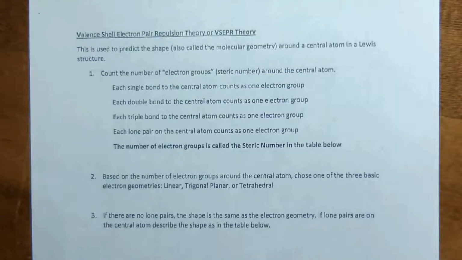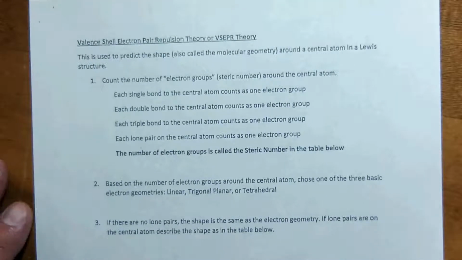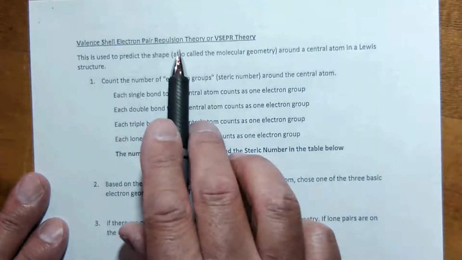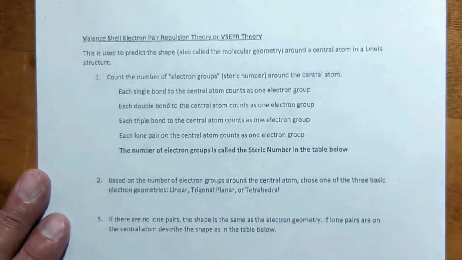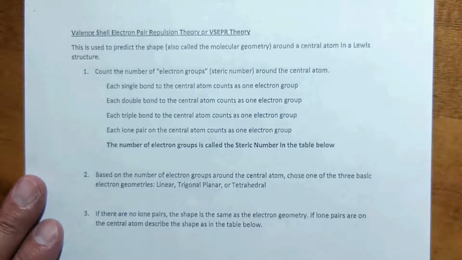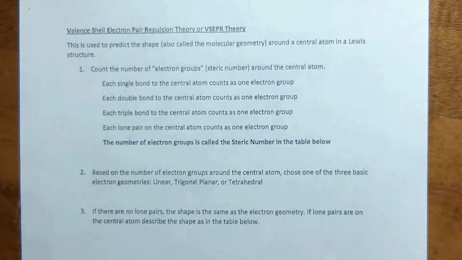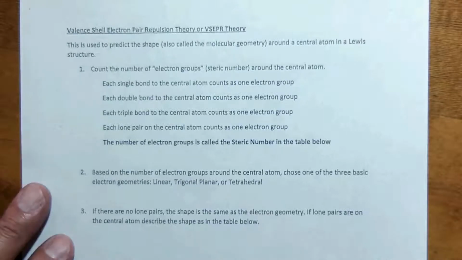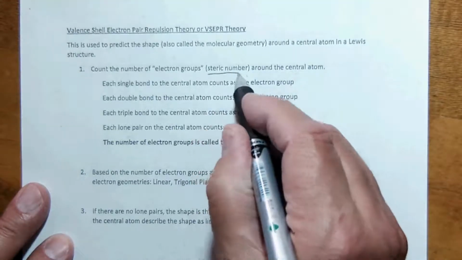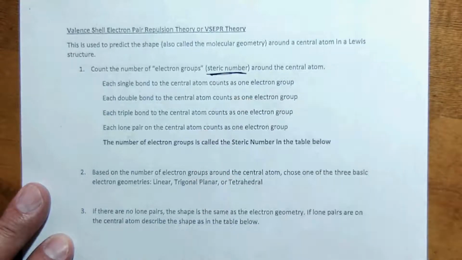The way we determine the shape around a central atom is again using VSEPR theory, and it's actually pretty easy to use. You start by counting how many electron groups surround a central atom. In our textbook, I believe we call that the steric number. How many electron groups surround a central atom? So let's take a look at a simple Lewis structure.